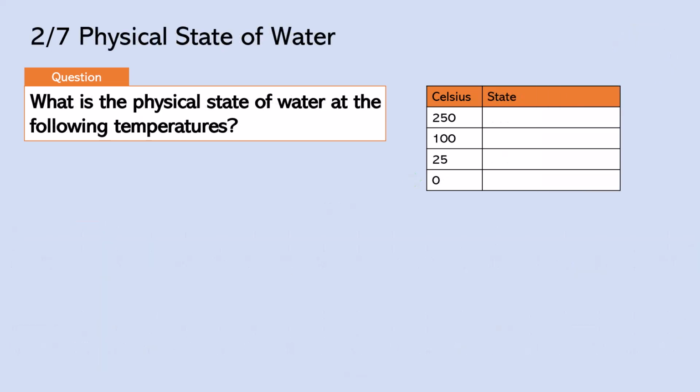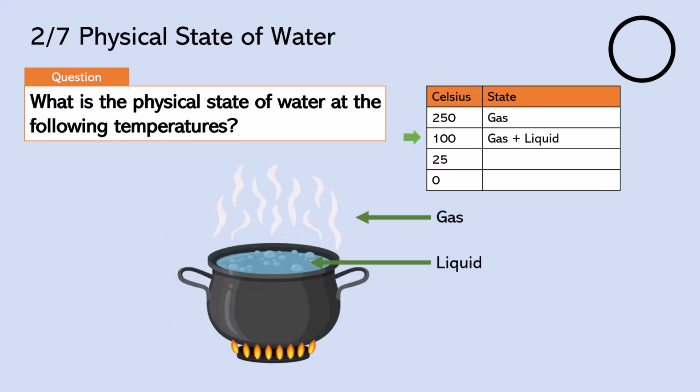Okay, next question. What is the physical state of water at the following temperatures? At 250 degrees Celsius, it is definitely gas or water vapor, since it is well above the boiling point of water. At 100 degrees Celsius, it is both gas and liquid. The water is boiling and turning into steam.